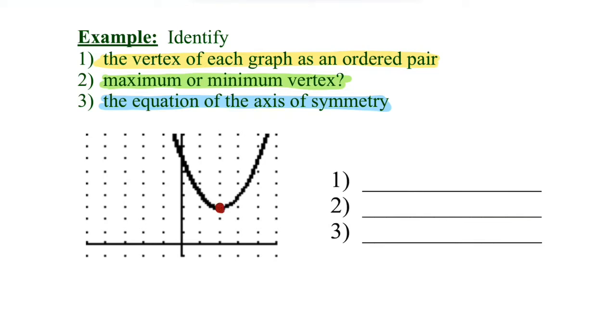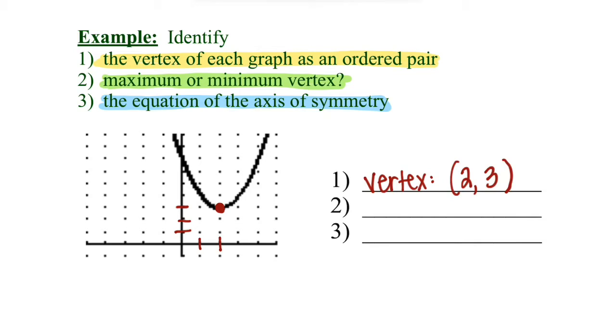The vertex in this case is the lowest point on the graph. It's the point that's smack dab in the middle, quite honestly, just to say it that easily. It's just the point that's in the middle. So we're going to go over 1, 2. So the vertex has an ordered pair that starts with a 2, and then 1, 2, 3. Its y value is 3. So the vertex is located at 2, 3.